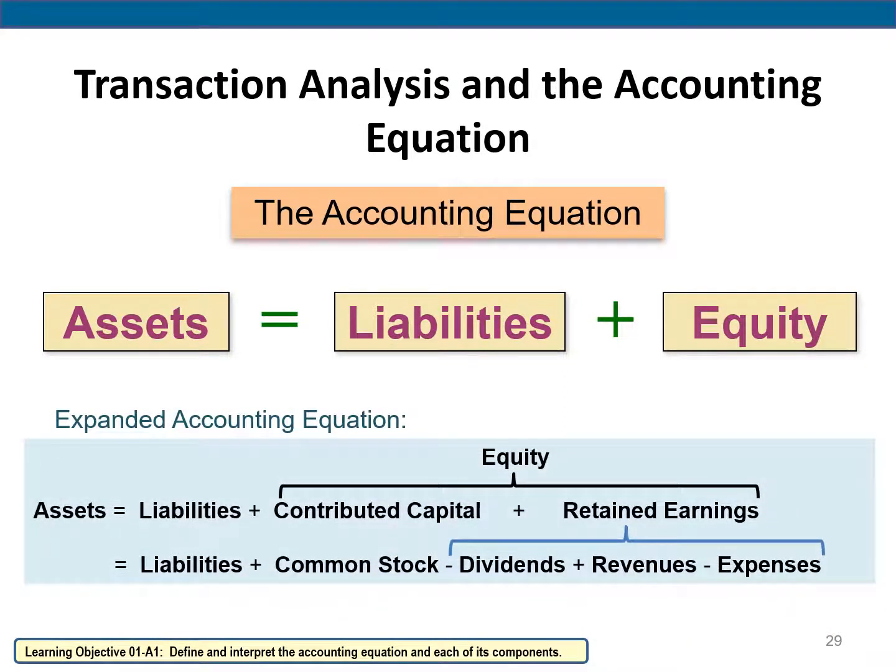So the accounting equation can be expanded as follows. Assets equal liabilities plus equity, and equity is essentially contributed capital plus retained earnings. And retained earnings is really the accumulation of all of the company's profits and losses over the entirety of their life, less any dividends that have been paid to any shareholders over that life. So you can even break the accounting equation down further and say that assets are equal to liabilities plus common stock, less dividends, plus revenues, less expenses. And so revenues less expenses is really your net income.